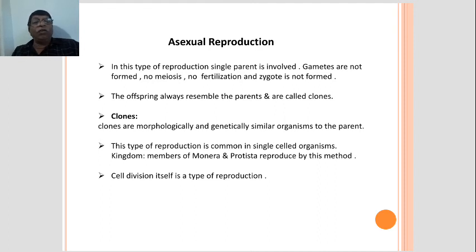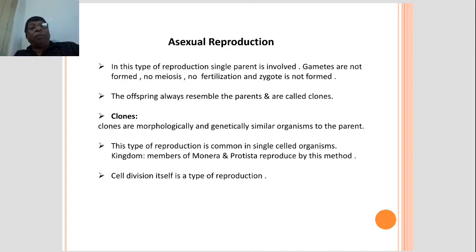They are called clones because morphologically they are similar. Morphologically means externally they are similar. Even the genetic makeup, the genetic constitution of the organism, is similar and similar to the parent. That is why the definition is morphologically and genetically similar. Okay.